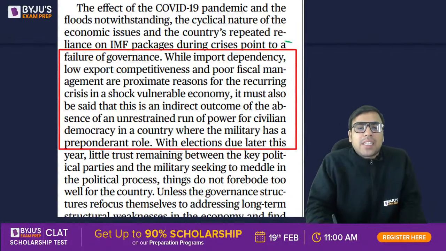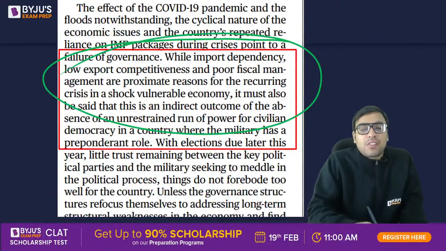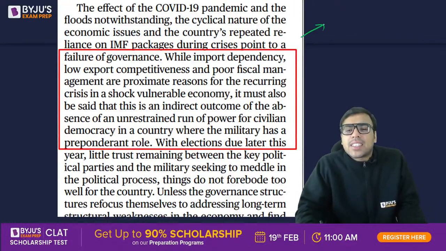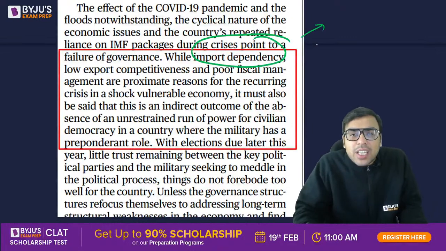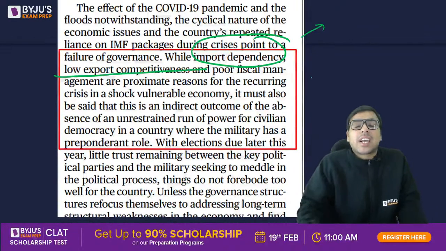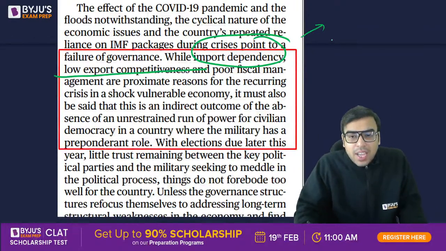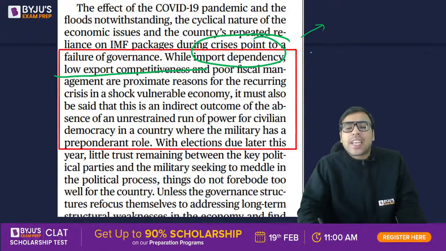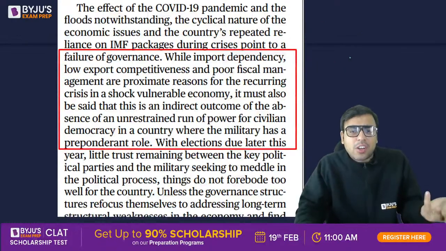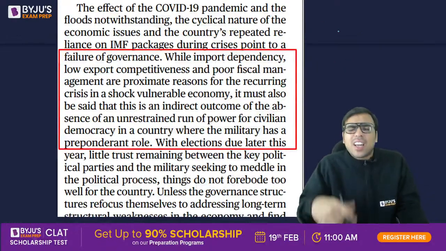While import dependency, low export competitiveness, and poor fiscal management are proximate reasons. So the reasons for the economic crisis: first is import dependency. They are very much dependent on imports; they are not manufacturing in their own country. Low export competitiveness: they are not promoting exports. And fiscal management is not effective. They keep on taking a lot of loans. That is the idea, because of which their economy is not in good shape. There are a lot of other reasons.